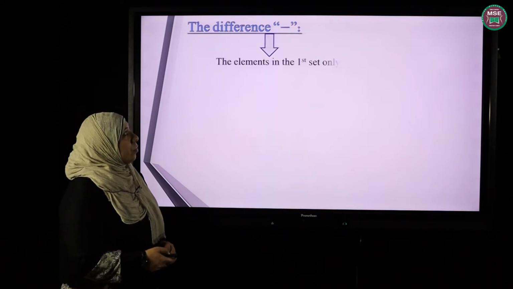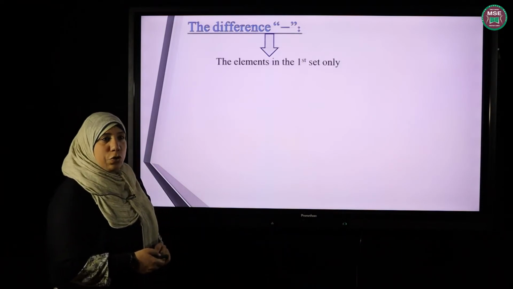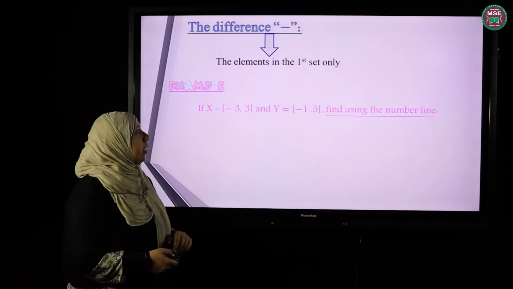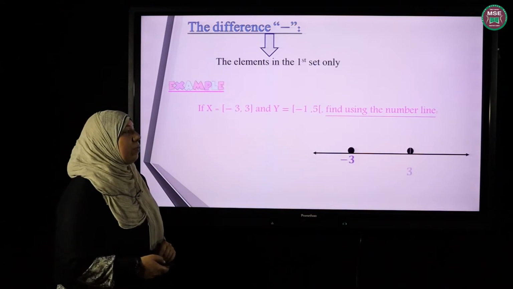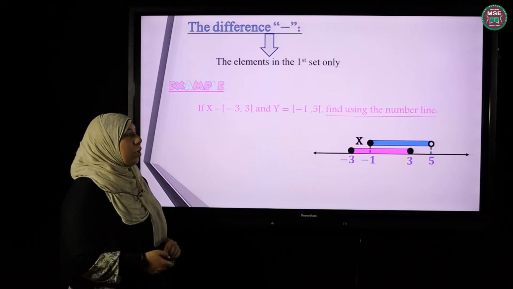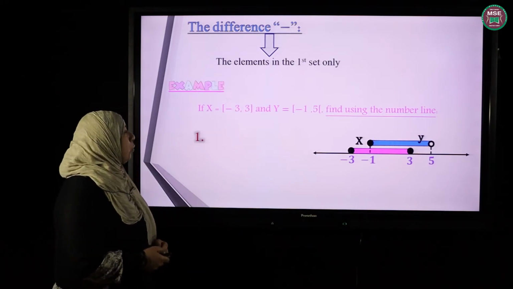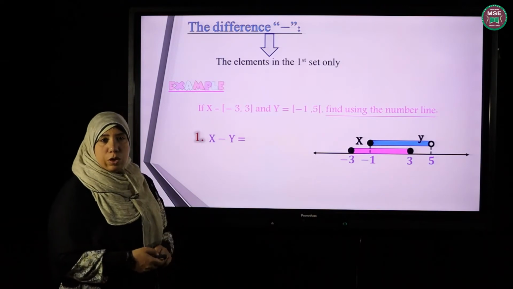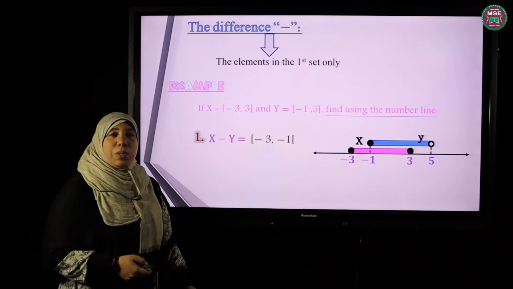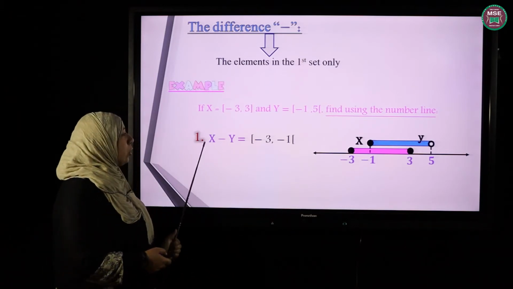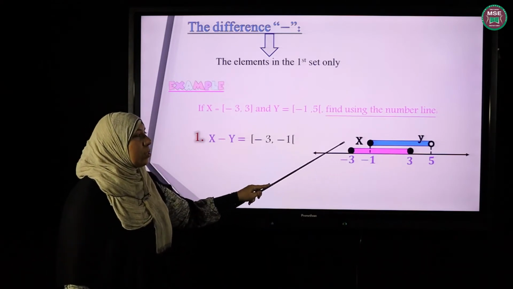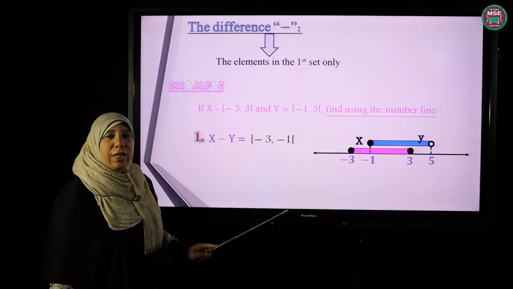The difference is the elements in the first set only. For example, for the same example here, I have x from -3 to 3, y from -1 to 5 open. This is y. And he wants to find x difference y, or the difference between x and y. The difference here will be the elements that belong to the first set only. So I want the elements in x that don't belong to y. This part, which is only pink, this is only x.